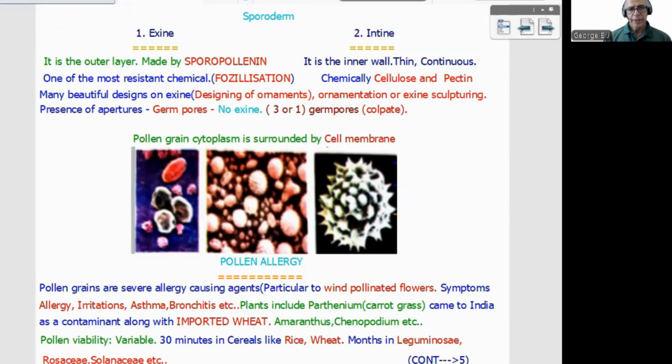Now, pollen grain: usually the cytoplasm is surrounded by a cell membrane. So the sporoderm will be there, inside it the cell membrane, and inside it the cytoplasm.